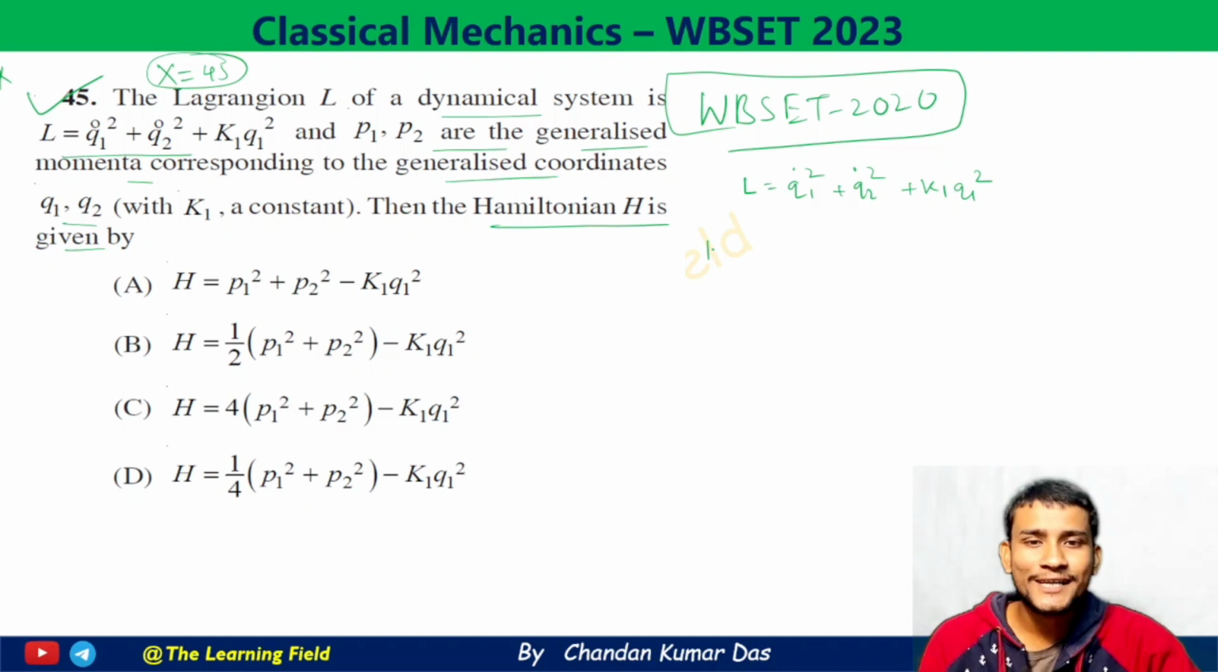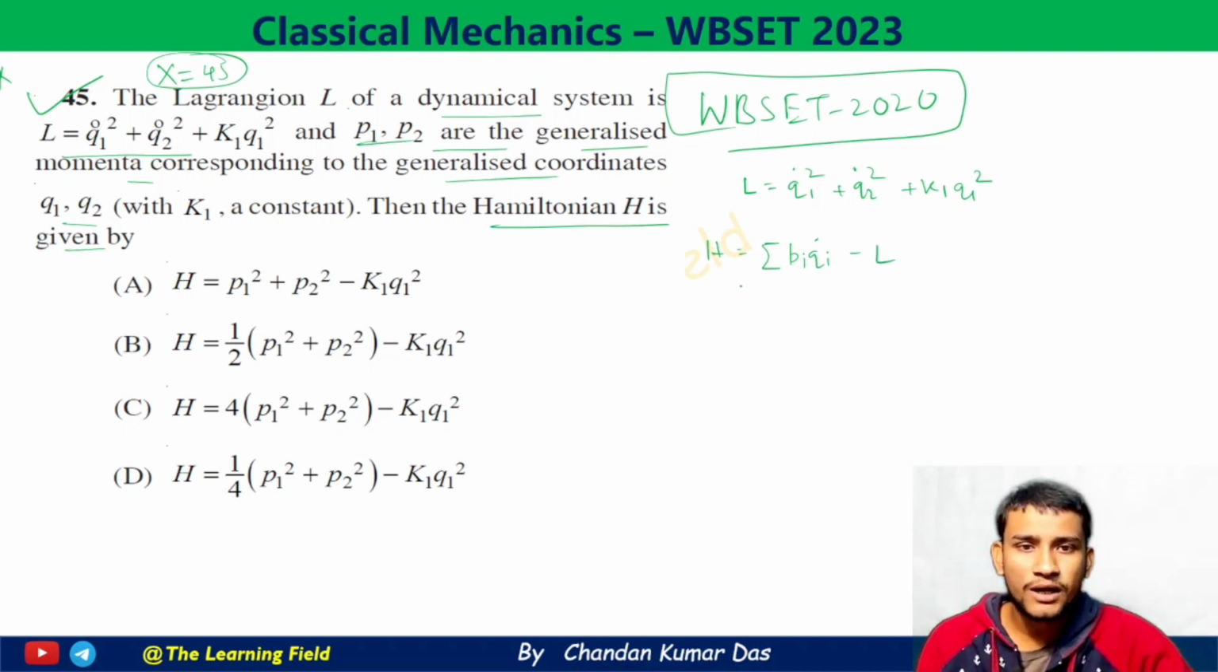So the Hamiltonian H means what? The summation of pi qi dot minus L. Here there are two generalized coordinates, therefore i varies from 1 to 2. That is, this is equal to p1 q1 dot plus p2 q2 dot minus L.